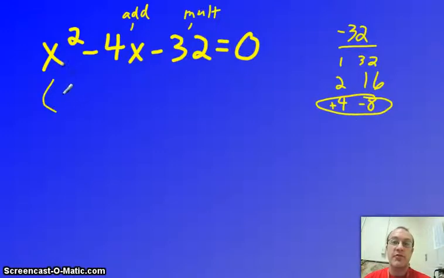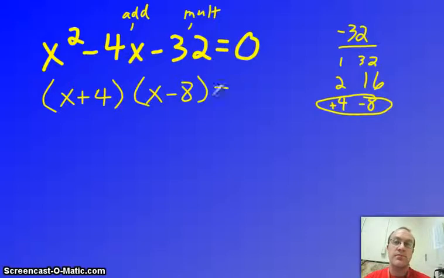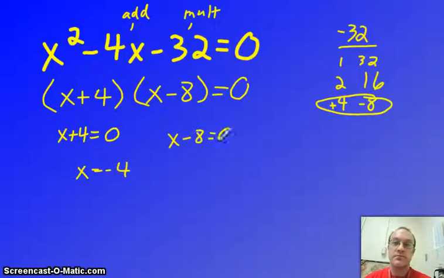So my factors here will be x plus 4 and x minus 8. Setting each of those equal to 0 and solving will give me my two solutions. I'll get x equals negative 4 and x equals 8.